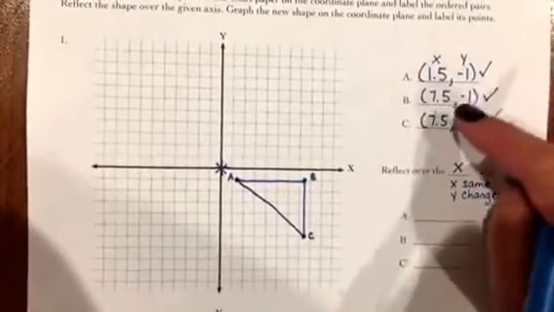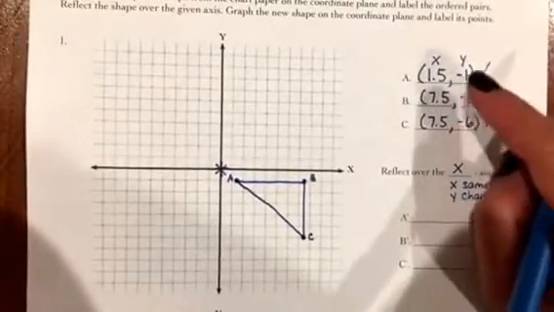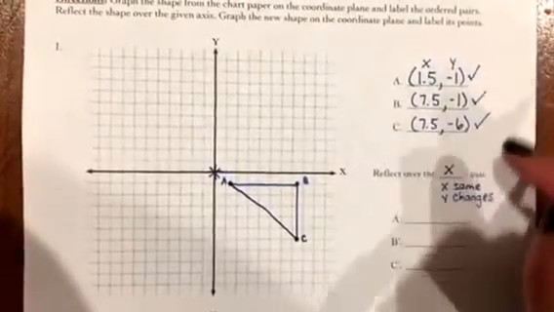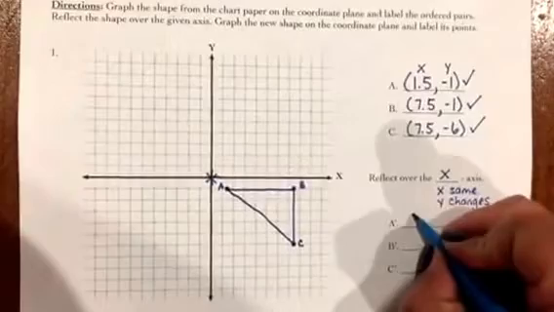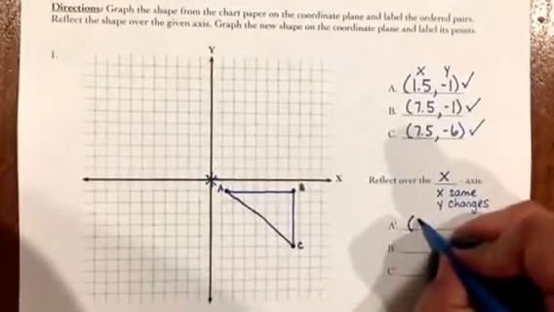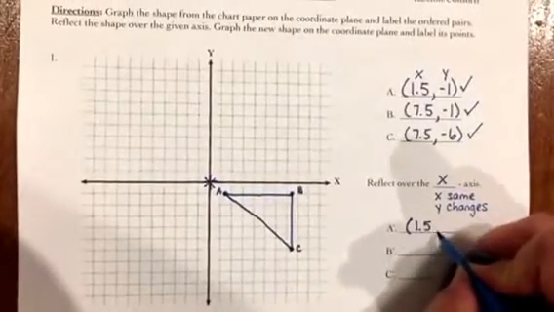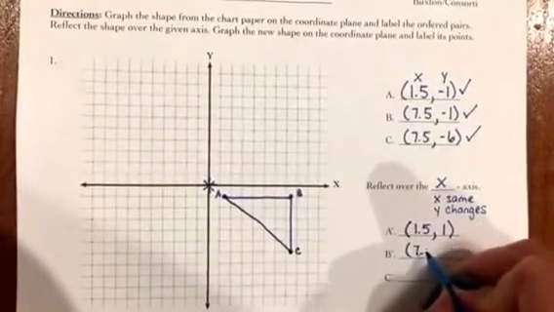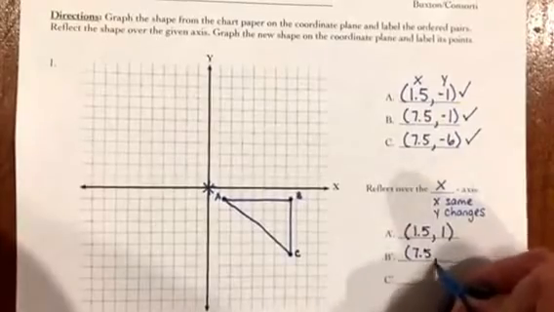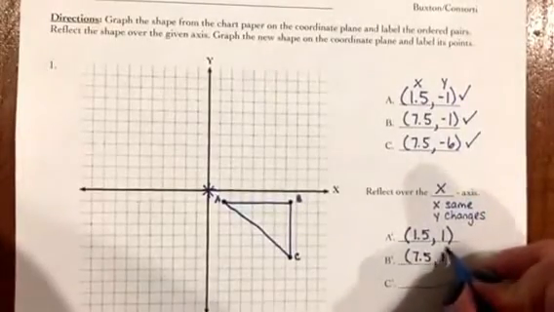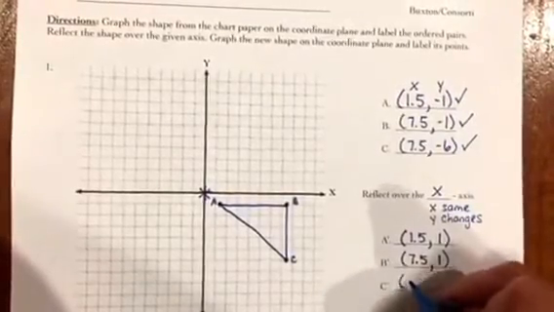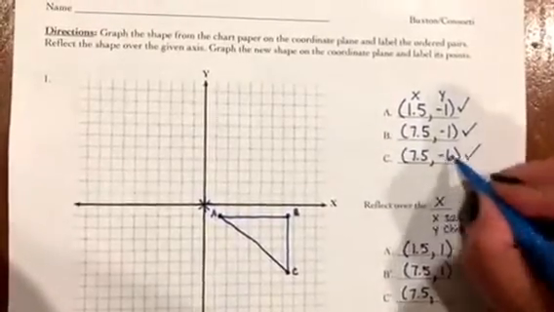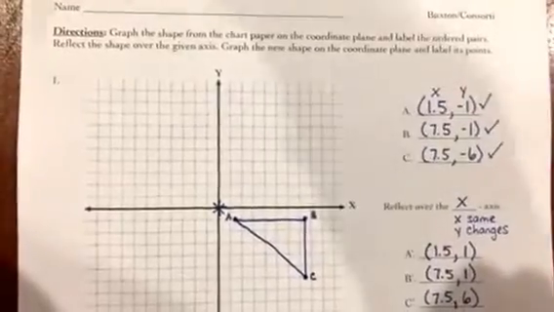So I'm going to look back at my original points up here, A, B, and C, and I'm going to keep all of my x-coordinates the same, and they're rational numbers, and my y-coordinates are going to change to their opposites. So I'm going to have A be 1.5 and +1. My B is going to be 7.5, stays the same, and my -1 changes to a +1. And then for my C coordinate, 7.5 stays the same, and my -6 changes to a 6.